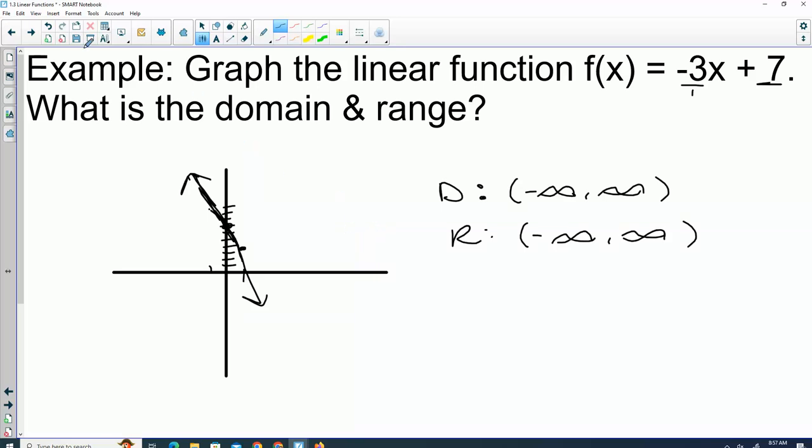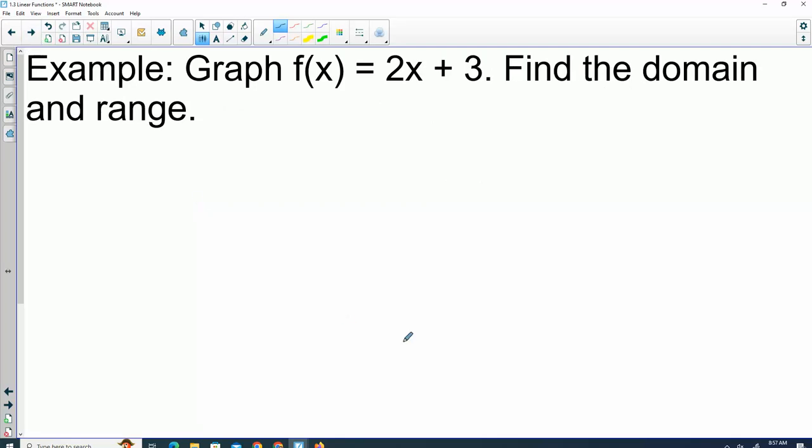I want you guys to try one. So graph it, give me the domain and range. So where do we start? Y-intercept of 3, that's always on the y-axis. Slope is 2, so up 2, right 1, or you could go down 2 and left 1. And then make your line. Domain and range?